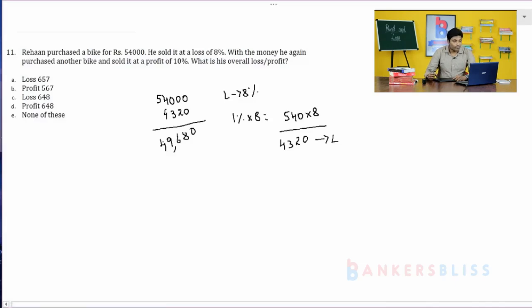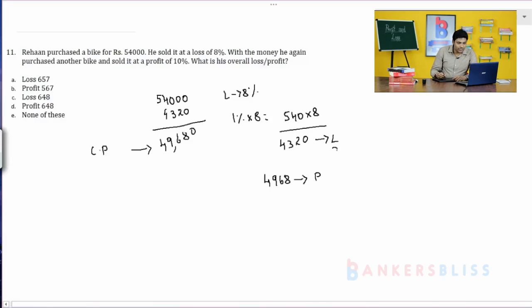Now by paying 49,680, he again purchased a bike and sold it for a 10% profit. Okay, and sold it for 10% profit. So in the second case, this is the cost price. For this, he is getting 10% profit. 10% profit is nothing but 4968. 4968, that is the 10% profit.